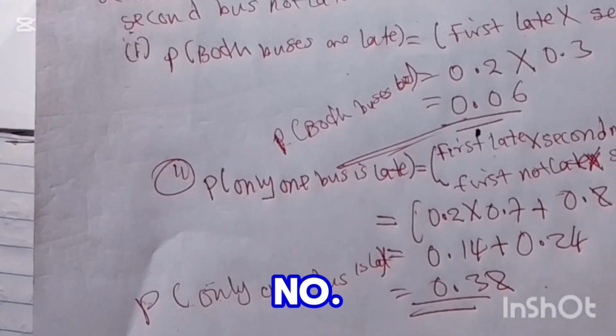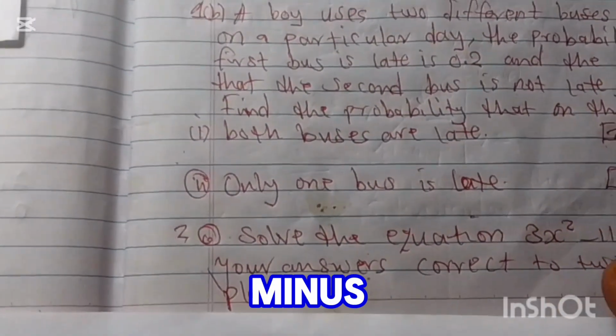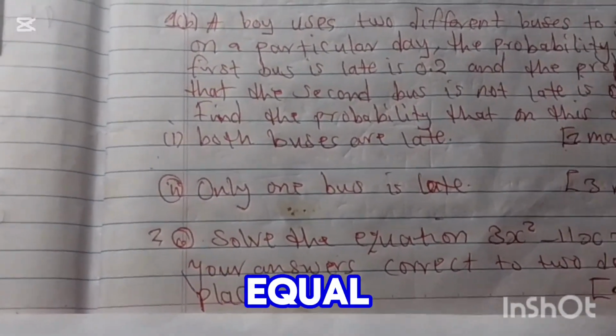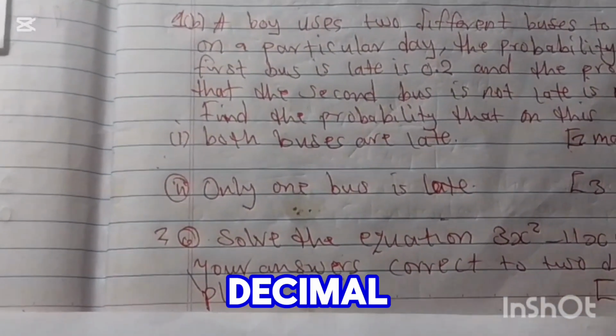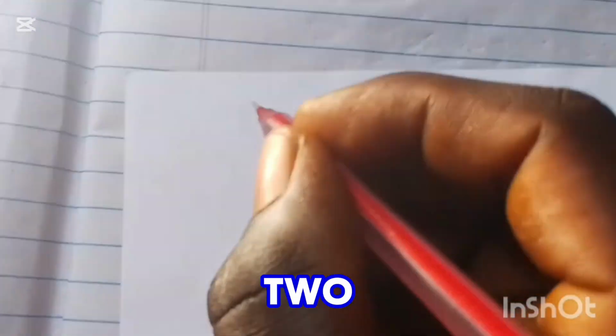So let's proceed to question number 2a. Question 2a reads: solve the equation 3x squared minus 11x minus 1 is equal to 0, giving your answers correct to two decimal places. This question carries 2 marks. So, solution.